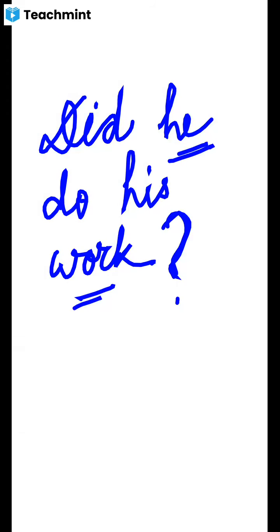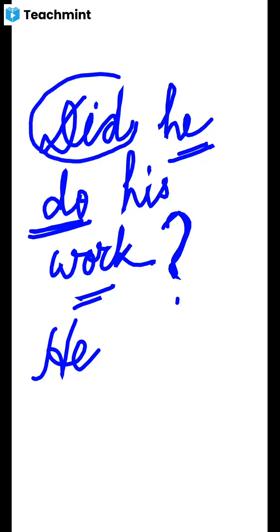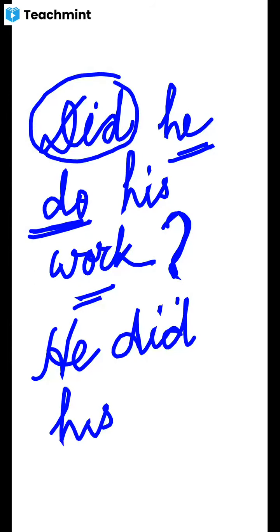So what we have to do: this subject will come first, he. Then the main verb is do. But did comes before the subject, so did plus do will become did. Yes, he did his work. What will be the answer? He did his work.